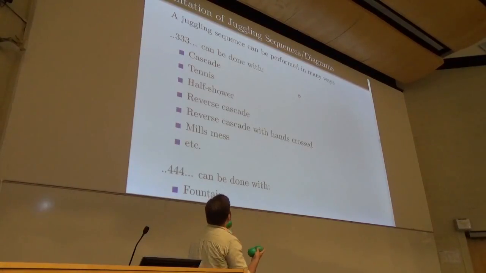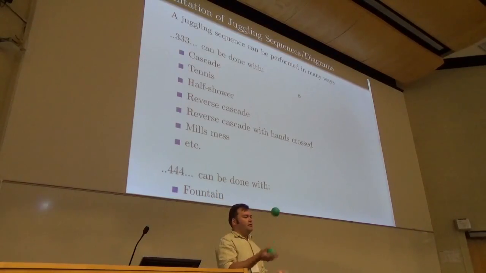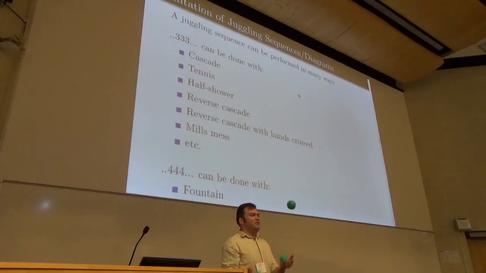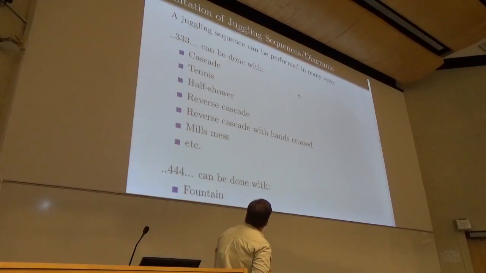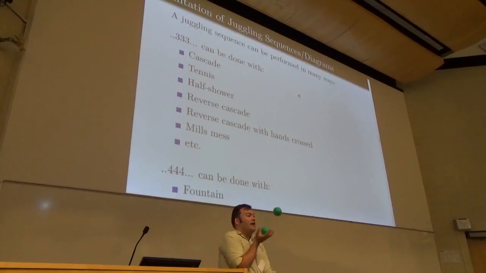It's just a useful way to describe the throw heights. Okay, half shower, that looks like this. This is 3-3-3-3-3. Reverse cascade, so instead of the balls going under, they're going over. This is also 3-3-3, so you're missing all these complicated components. Or you could do reverse cascade and cross your hands, right? And that's not going to be in the sequence either.